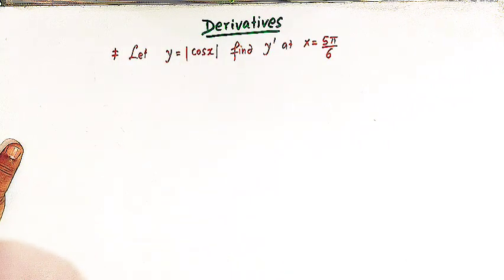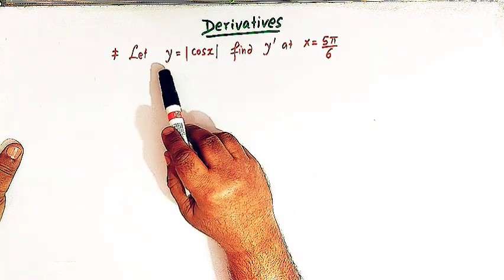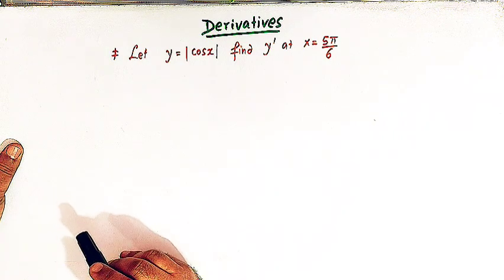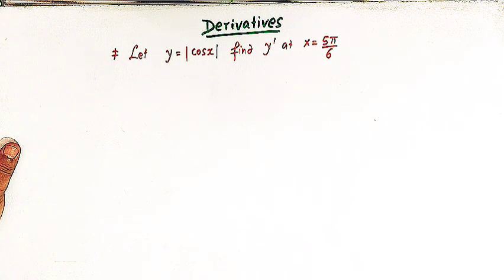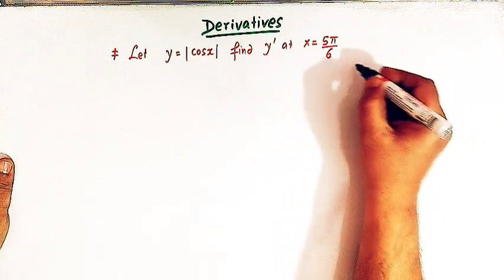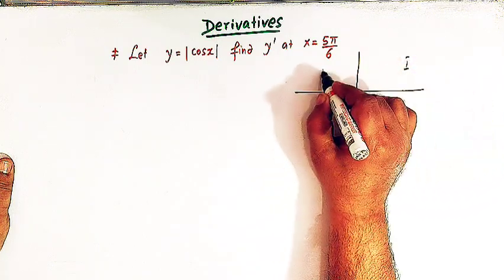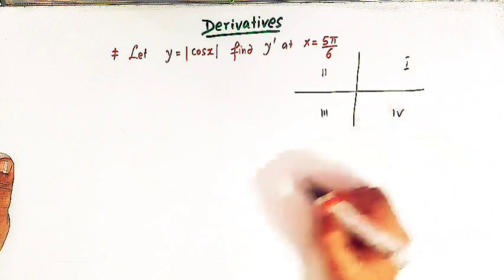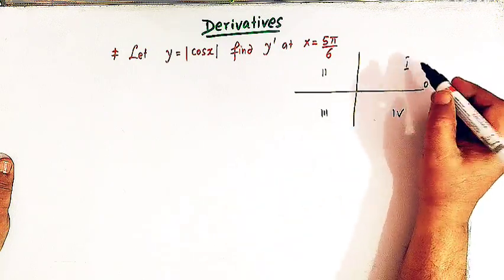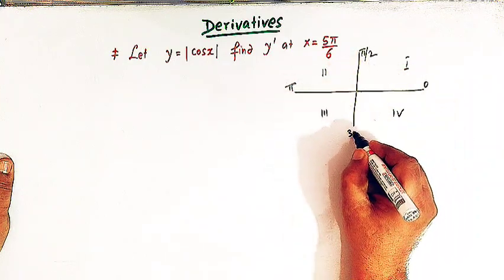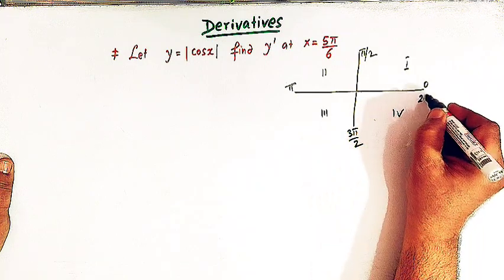Let us see how we can find the derivative of y with respect to x by using the concept of the mod function and the sign convention of trigonometric functions in the four quadrants. So let us start. When we have these four quadrants, this is the first one, this is the second, this is third, and this is fourth. Here we have 0 degrees, here pi by 2, here pi, here 3 pi by 2, and here 2 pi.